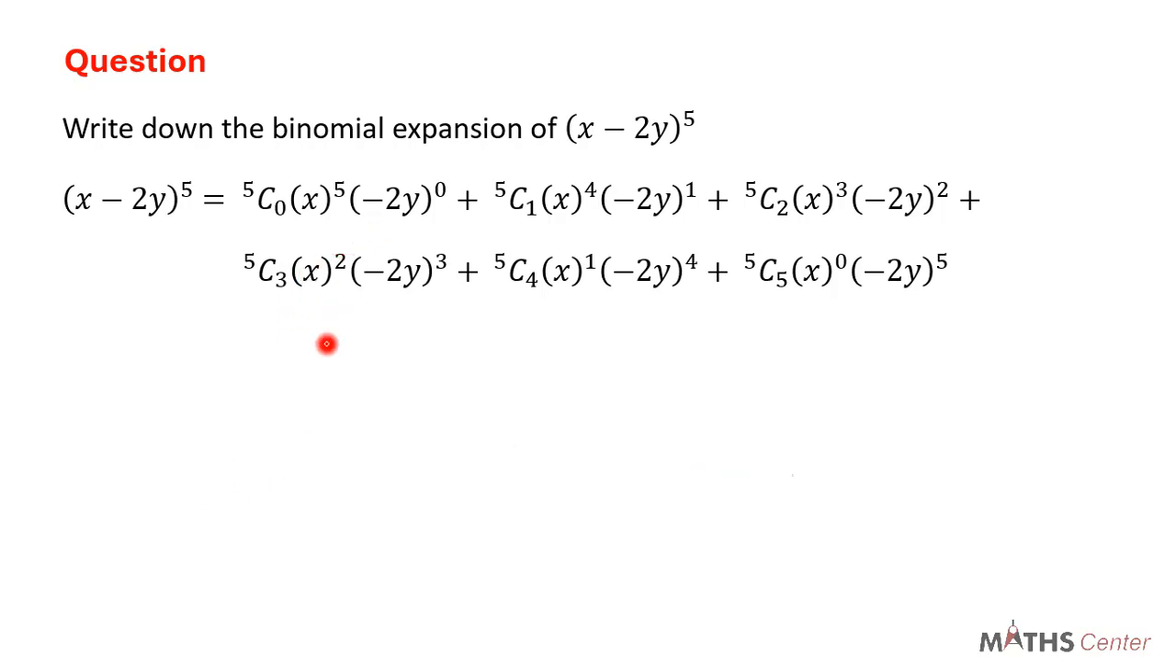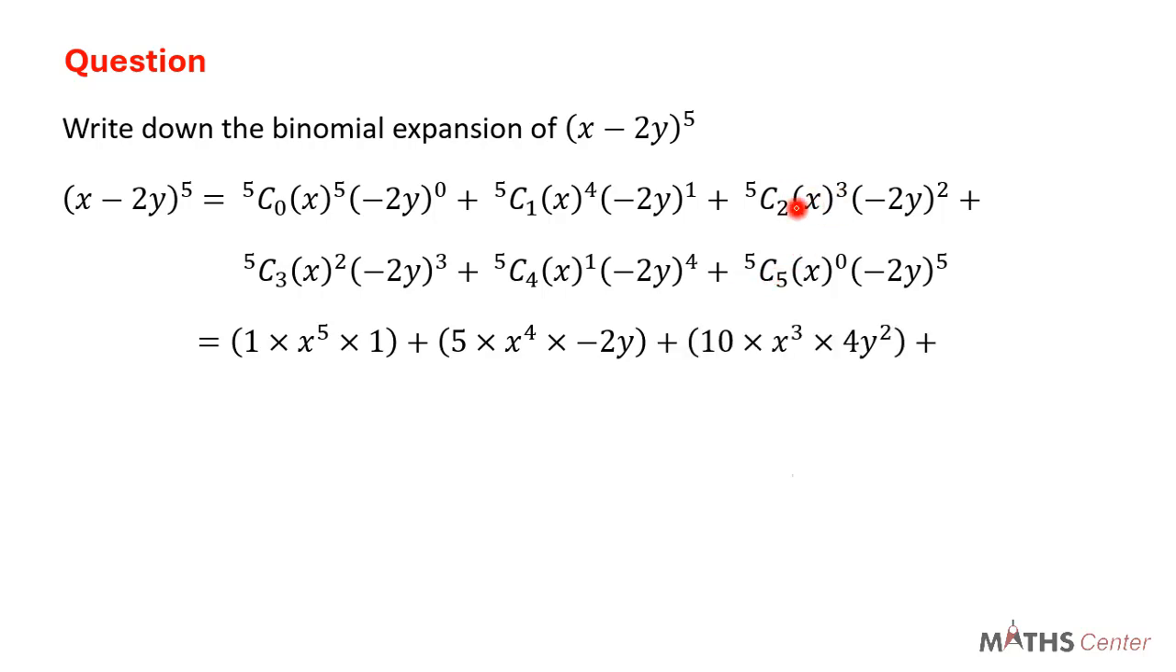Now let's simplify this. 5 combination 0 is 1. X exponent 5 is x exponent 5. Negative 2y exponent 0 is 1. For the next term, 5 combination 1 is 5. X exponent 4 is x exponent 4. Negative 2y exponent 1 is negative 2y.